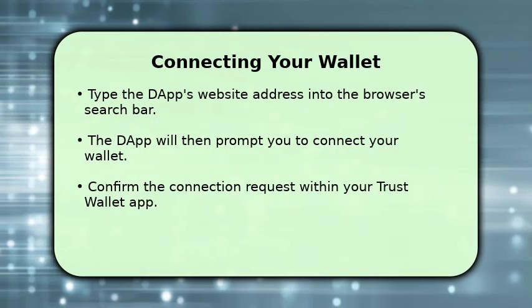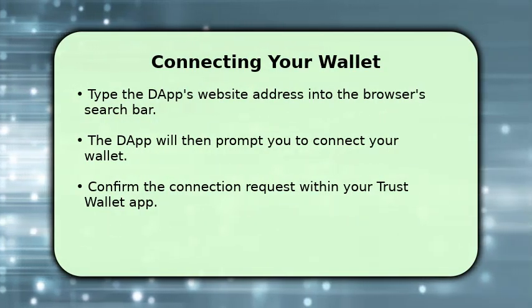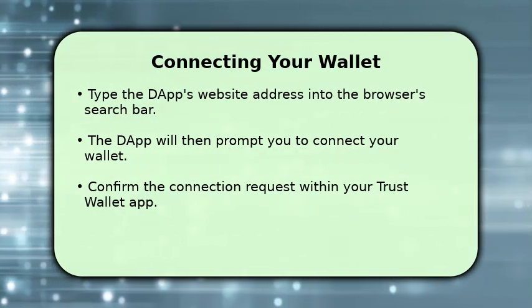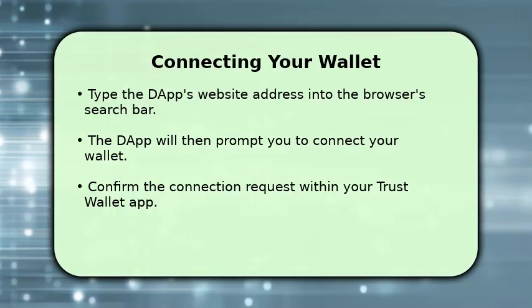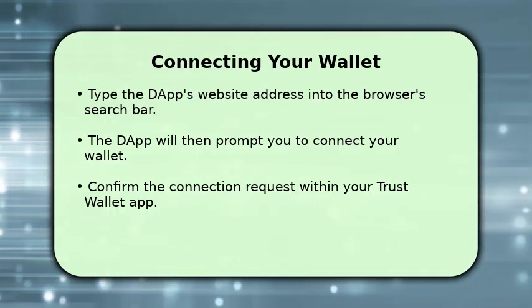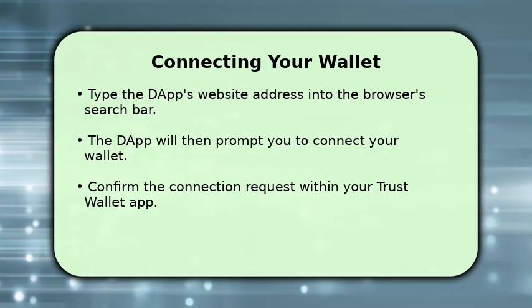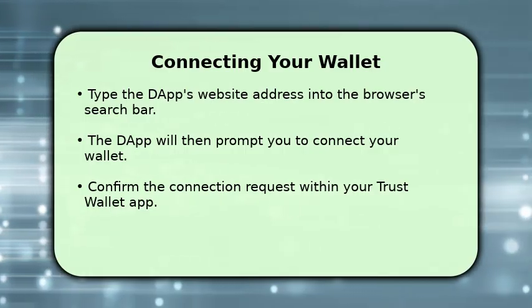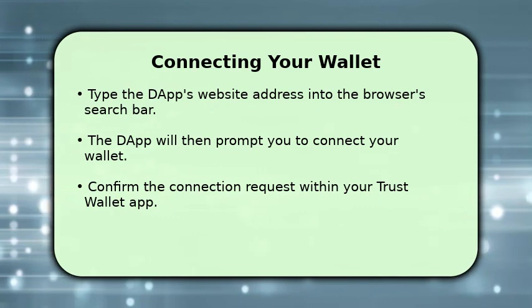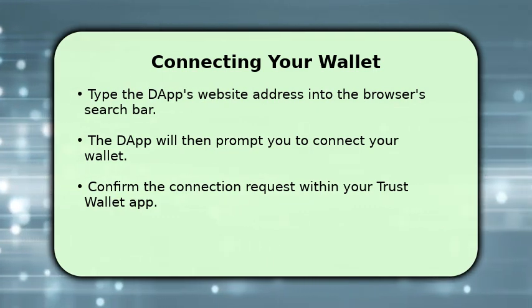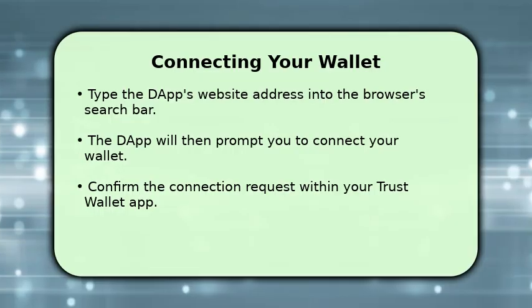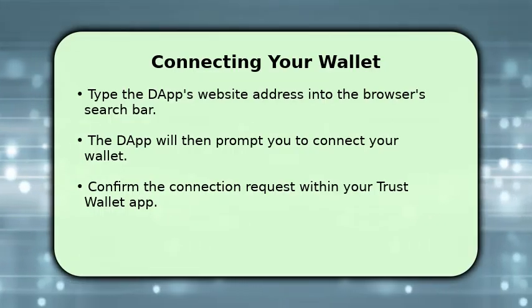Once in the DApp browser, type the exact website address of the DApp you wish to use into the search bar at the top. After the DApp loads, it will typically present a Connect Wallet button. Tap this, and Trust Wallet will ask for your confirmation to connect. Always review the connection details carefully before approving to ensure security and privacy.